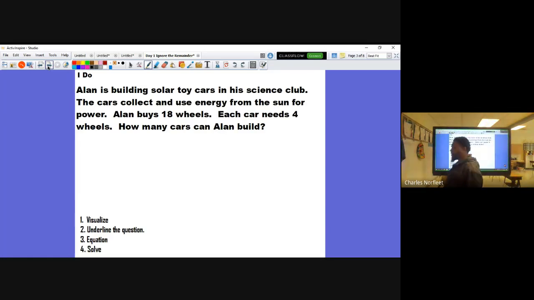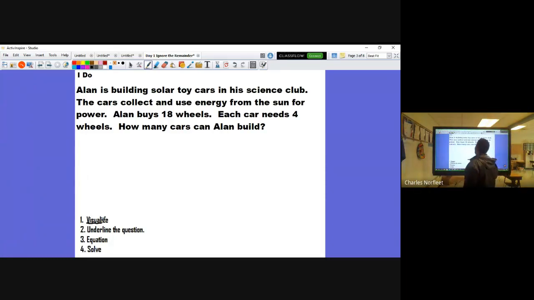All right, so there's a lot of information in that problem. The first thing we need to do is to visualize the problem. In the visualizing step, we want to ask ourselves, what is this problem really saying? So we're going to draw a picture. This word visualize has a small word inside of it, which is visual, which means to see. So we want to see what this problem is asking.